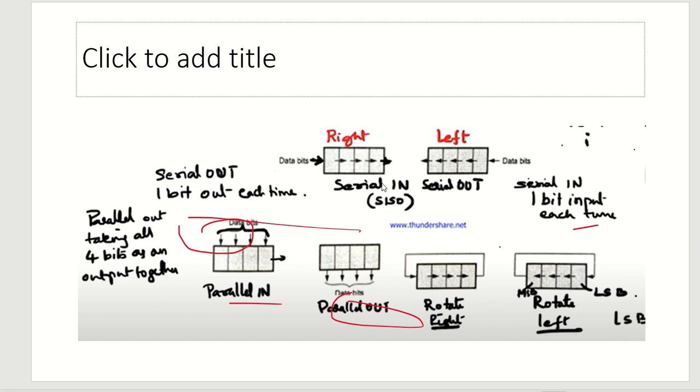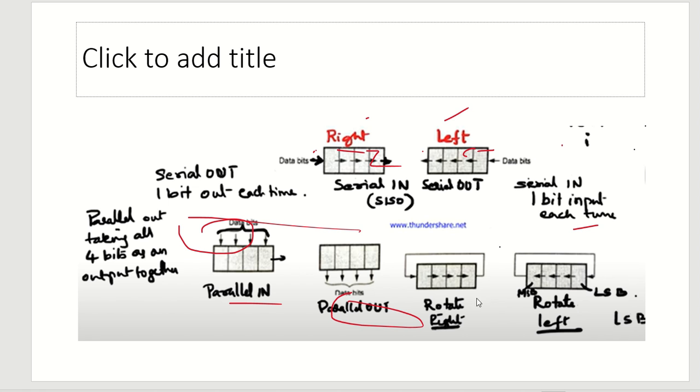In serial in, serial out, there are two modes: right mode and left mode. In right mode, we apply the data input at the left side and the data keeps on shifting towards the right side. In left mode, we apply the data input at the right side and the data keeps on shifting towards the left side. And again we need to know about rotate right and rotate left.